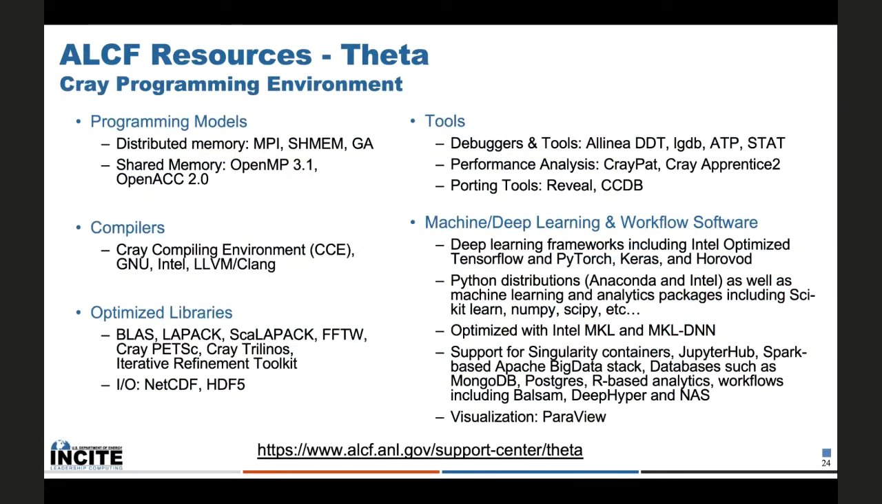Thank you. So the Cray programming environment is what you will find available on Theta, in addition to a number of other software, tools, and libraries that are presented here. Standard distributed and shared programming models are available, like MPI and OpenMP. Several C, C++, and Fortran compilers are provided, as well as optimized libraries and debugging and performance analysis tools that are described in this slide and are also available on the website.